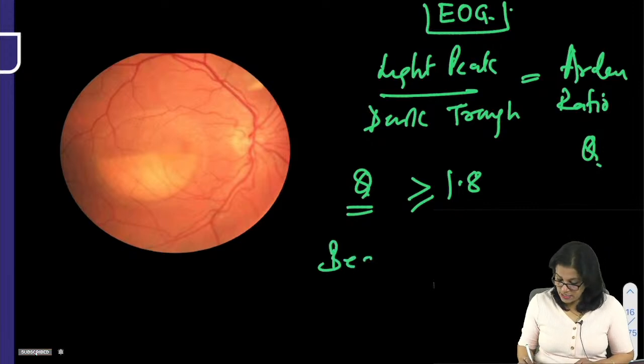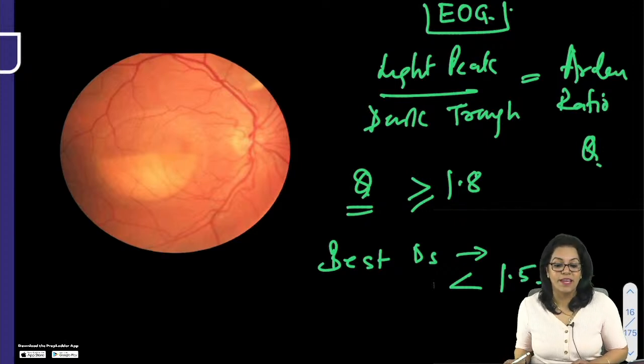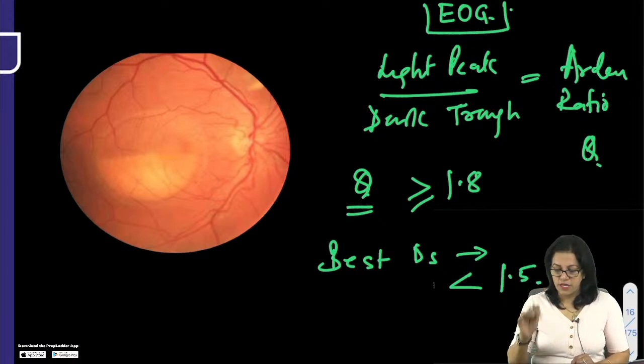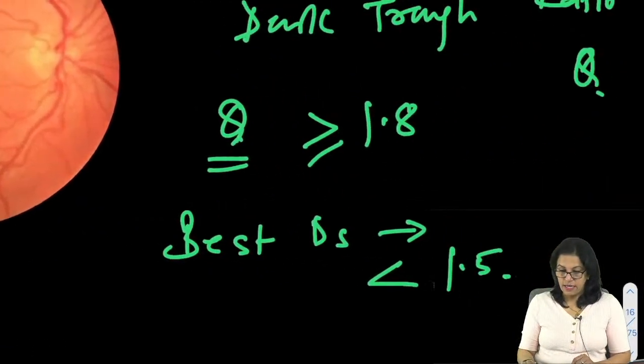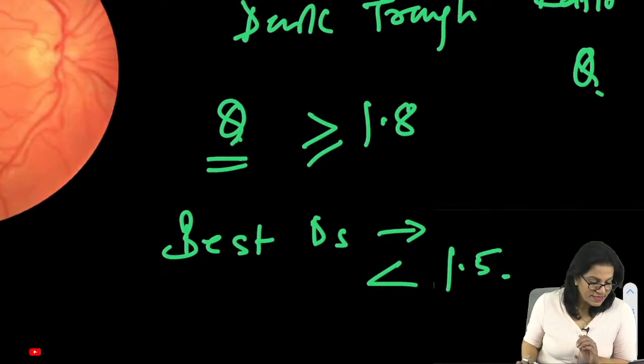What happens in Best disease? In Best disease, Arden ratio goes less than 1.5. We will remember this. That's why I am telling you. We will not talk anything extra here. We will only talk for exams. Okay? So you have to remember this, that for Best disease it is less than 1.5. Yes, very good. We are talking about this, right?